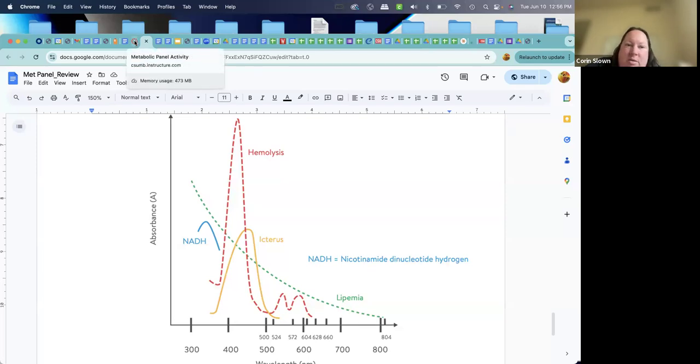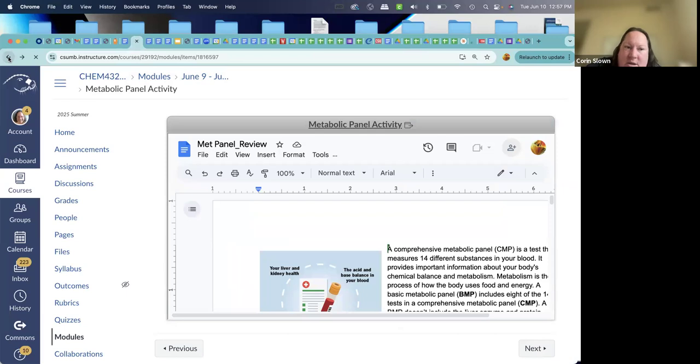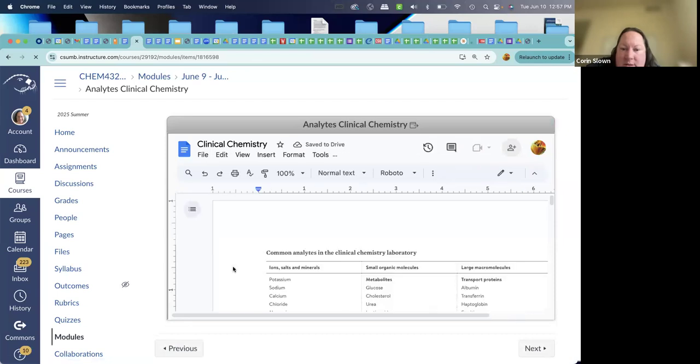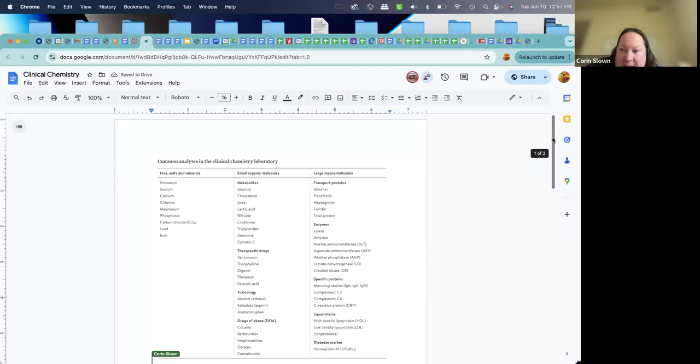And we have more we're going to do on Thursday. So we've got a challenge problem that we're going to work on together. If you want to take a look at that in advance, you're welcome to do so. That's here. And then our clinical chemistry analytes. This is a good reference for you as you're starting that process of thinking about your pattern of inquiry. So I'm going to pause sharing for just a moment and ask if there are any questions from you all. I think we're in an okay space.